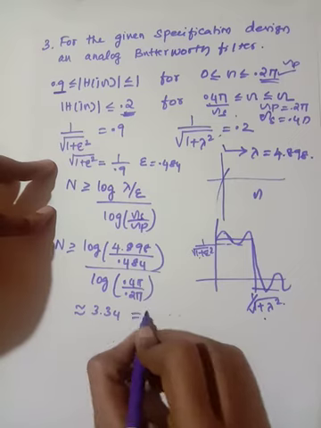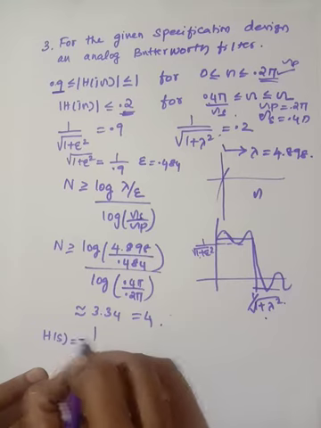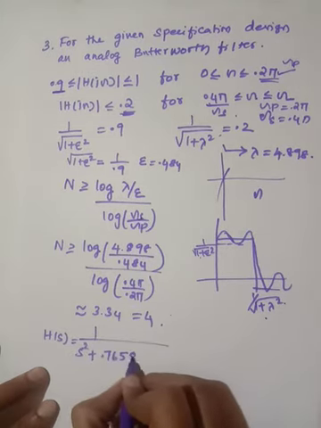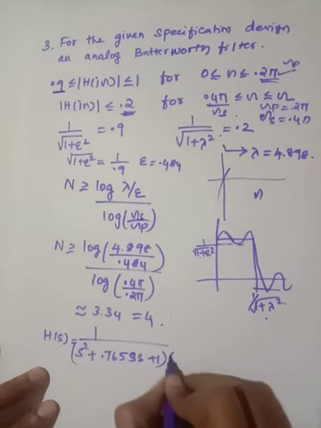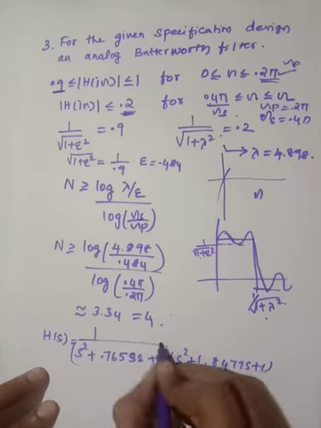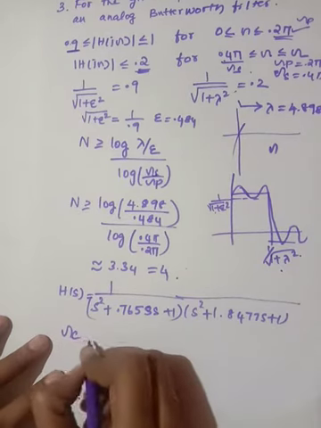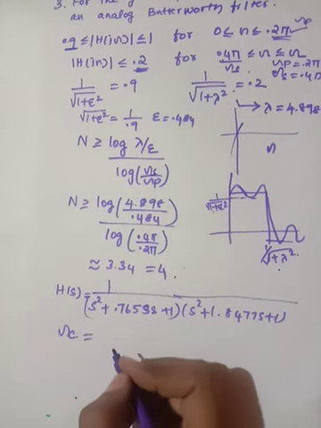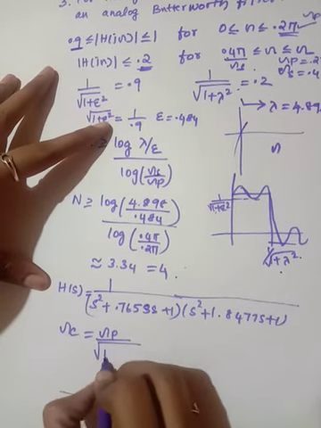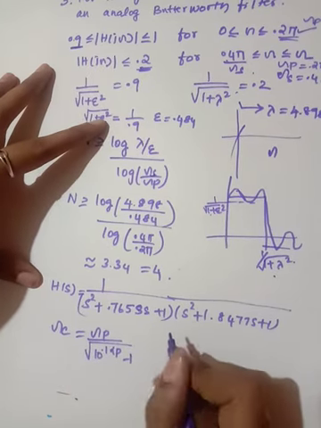In the previous problem also we got this. So n is equal to 4. The same transfer function I am going to take, that is 1 by s square plus 0.76553s plus 1 into s square plus 1.8477s plus 1. So this is the transfer function of the filter. Next we need to design the cutoff frequency. This cutoff frequency is nothing but omega p divided by square root of 10 power 0.1 alpha p minus 1. Okay, so this is your formula, right?